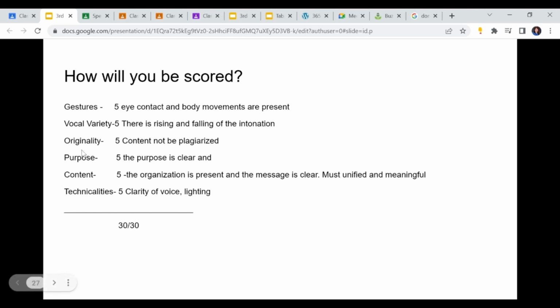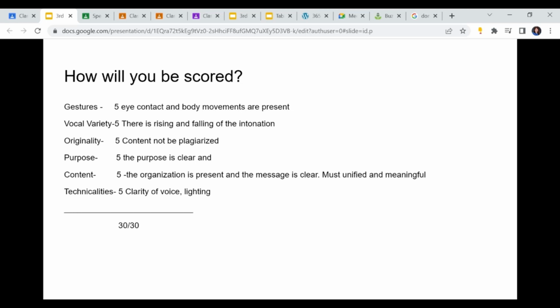Now, how will you be scored? Gestures should be 5 points. Eye contact and body movements are present. For vocal variety, if there's rising and falling of the intonation, the pitch, the volume, and all, then that's the 5 points. Originality, 5 points for the content. It must not be plagiarized and must not be copied from the internet. It should be authentically coming from you.